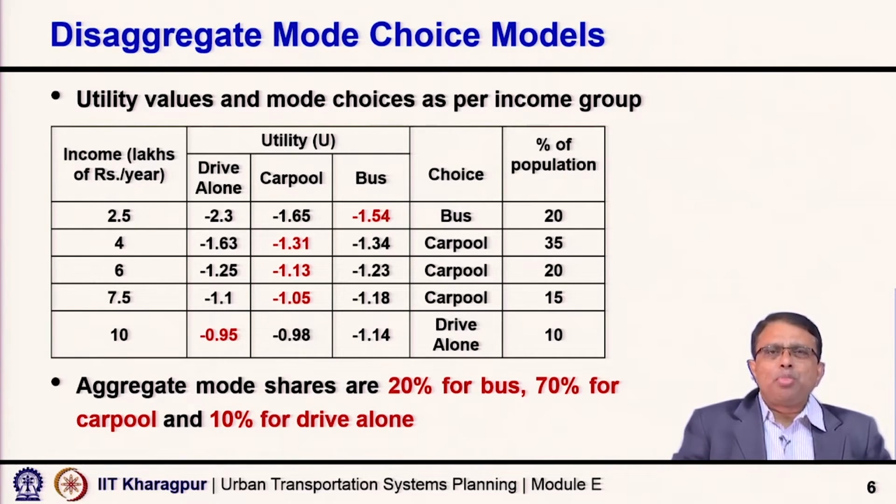So, taking each group's choice and the representation of that group in the overall population, we can then easily say that whatever is the overall population in that particular zone, 20% of them would use bus, 35 plus 20 plus 15, so, 70% will use carpool and the remaining 10% will use drive alone as their choice of mode. So, we are able to actually still give the aggregate choice, how the choice will be distributed among different modes, that we are able to predict.